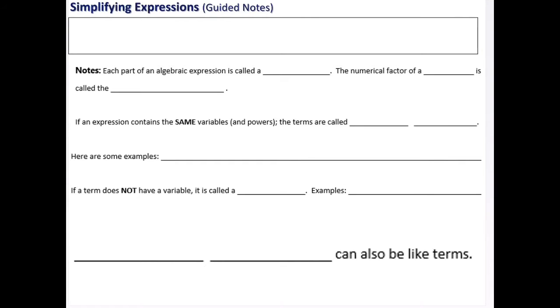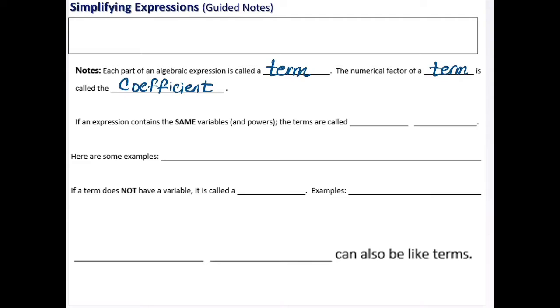So the first thing that we want to talk about is, let's fill in the blanks here. It says each part of an algebraic expression is called a what? It's called a term. We call them terms. The numerical factor of a term is called a coefficient.